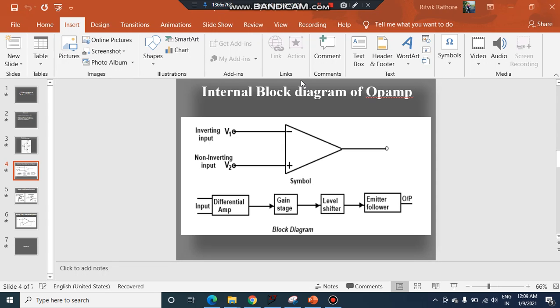Hello everyone. This video covers LT-SPICE simulation of an inverting operational amplifier. This is an internal block diagram of an operational amplifier where the first stage is a differential stage followed by other gain stages. The level shifter eliminates any DC offset coming from previous stages, which might otherwise saturate the output due to high gain.